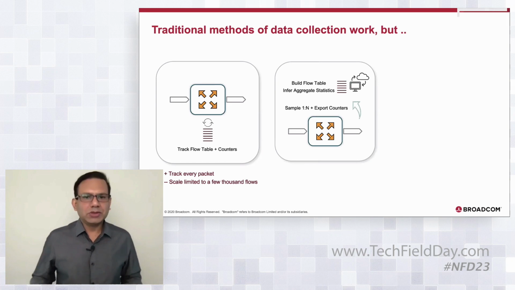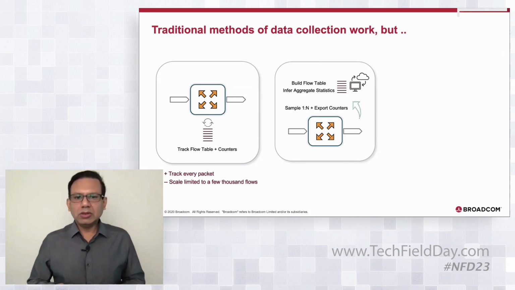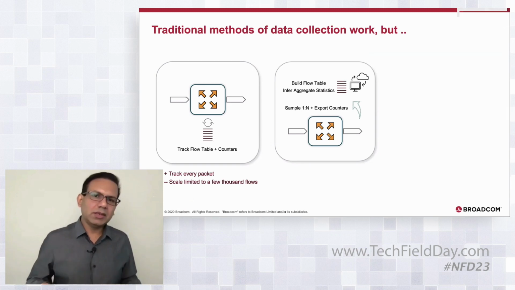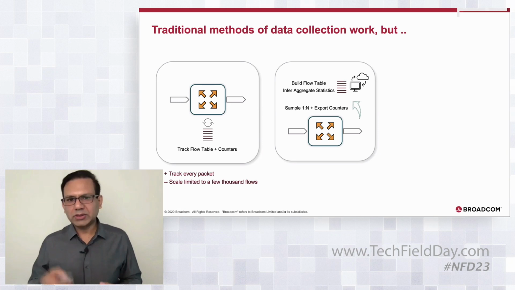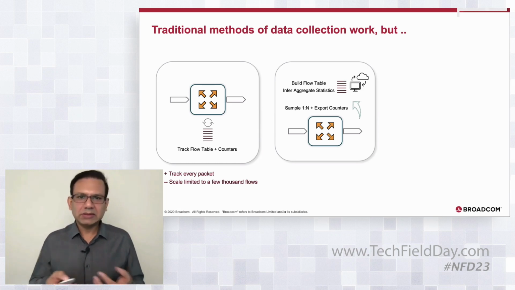You may take a global approach now. So instead of trying to keep stats on the switch, you could do sampling. You could take the data and move it to a centralized collector farm. You could also export your counters out there. And then at the collector farm, you could build a flow table, and then maybe you can infer aggregate statistics on it. And this is really the method that's used today in service provider networks.